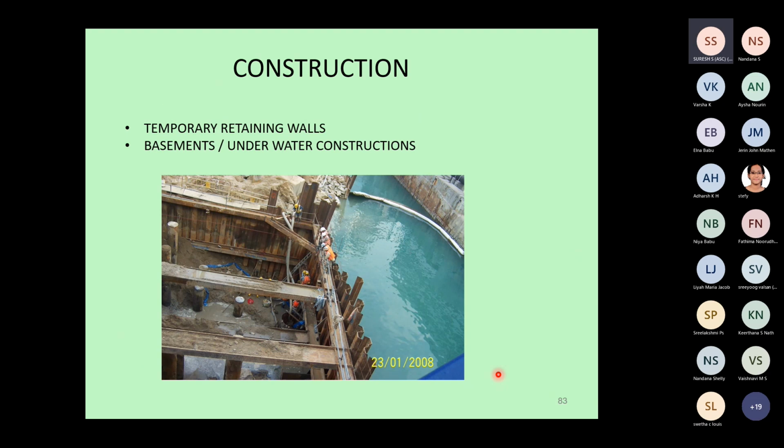Now you can see this is another photograph which are temporary retaining walls. In construction, temporary retaining walls are very important. They are called sheet pile walls. You can see this is used for underwater construction, coffer dams you call it otherwise. See, this is a locking system with small sheet piles of V shape or U shape. You can see it goes all around, and this is the sea.